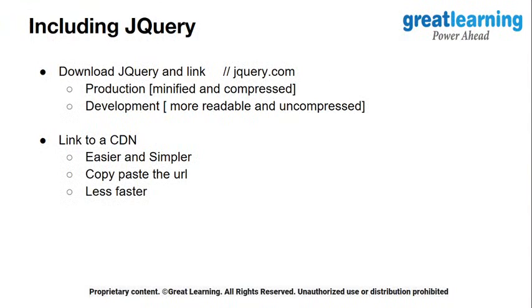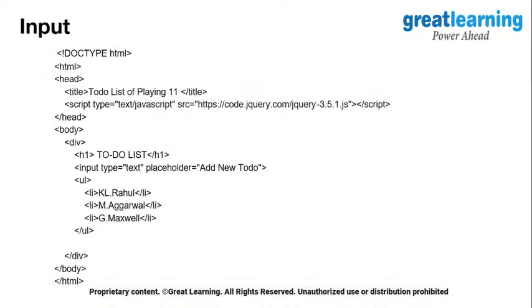So first is production and development. Production is the minified and compressed file. Development is more readable and uncompressed. We saw that. Then we link it with the help of CDN. It is easier and simpler, the way we showed, just by copy pasting the URL, but it's slower as compared to something that we downloaded and is on our machine. Obviously that will be faster. So this is how you include jQuery.